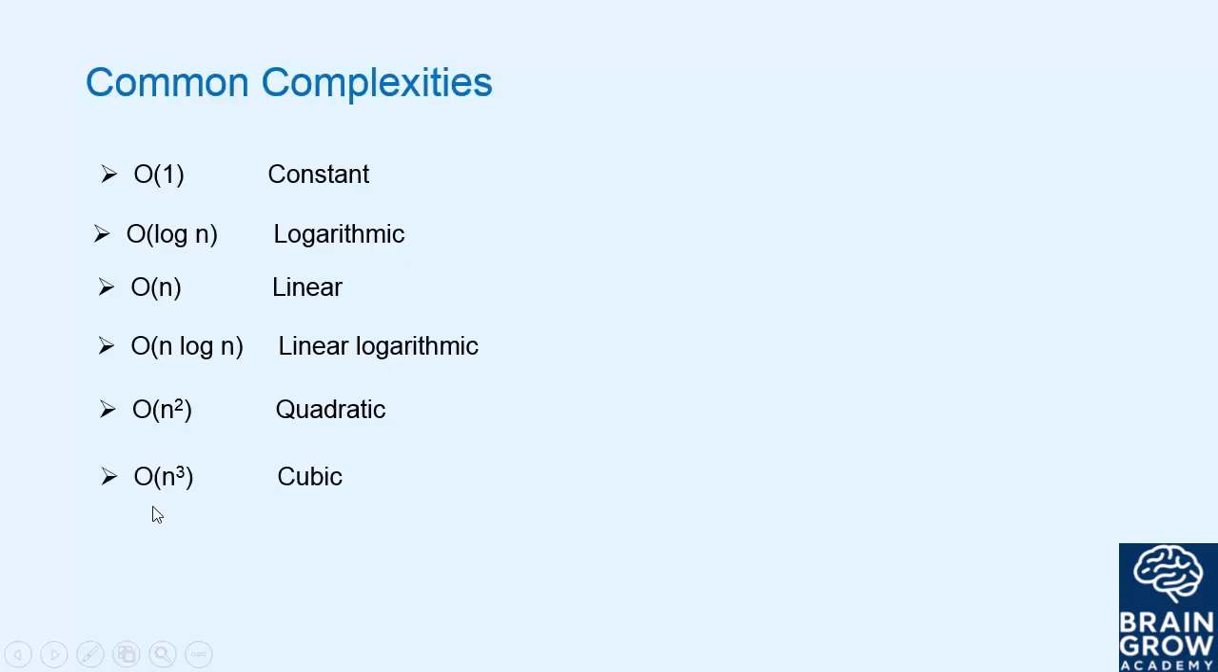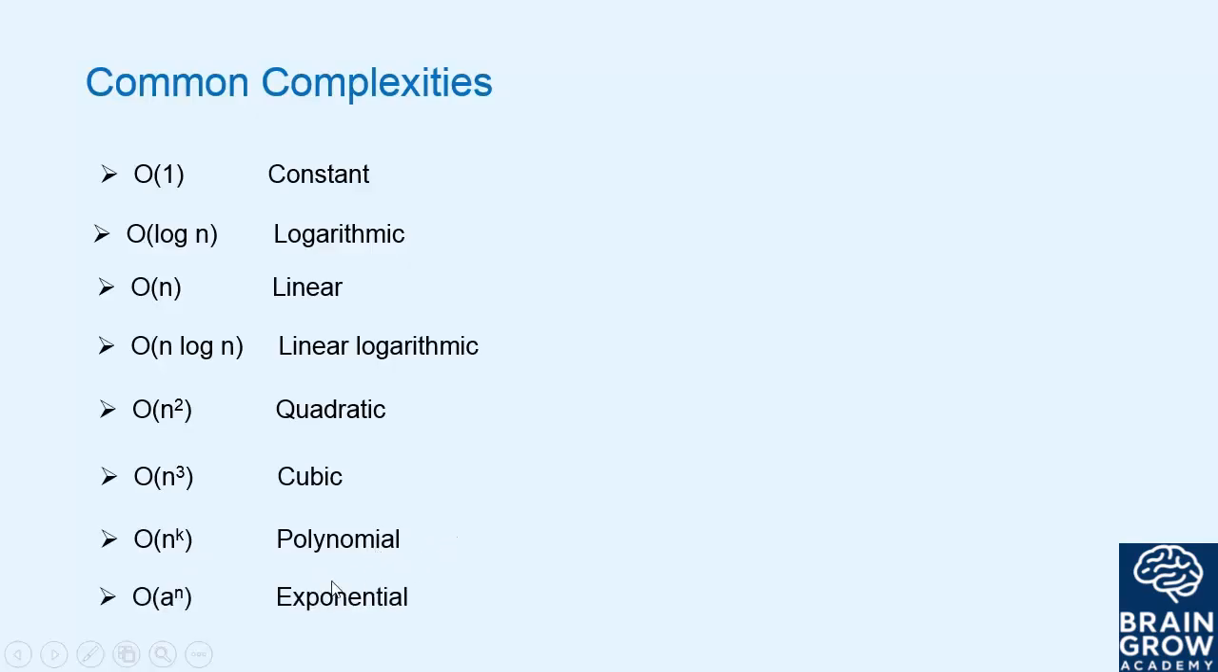If time complexity is order of n cube, then algorithm is said to be cubic. This complexity occurs when algorithm processes all triplets of input data items. An example of this complexity is matrix multiplication. Then if the time complexity is order of n raised to the power k for some constant k, then algorithm is said to be polynomial.